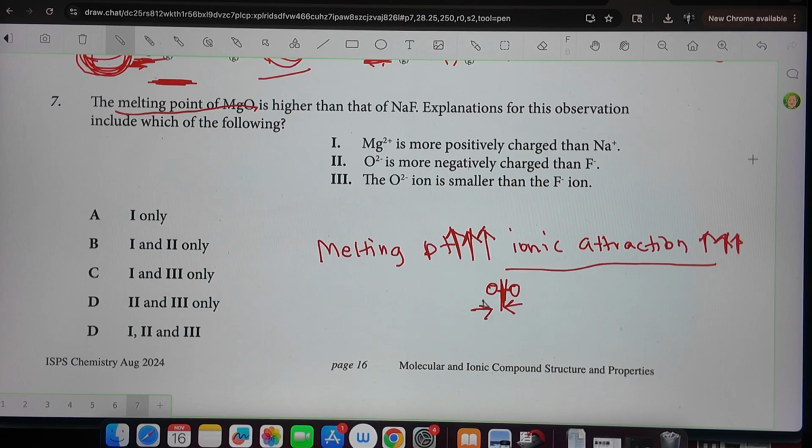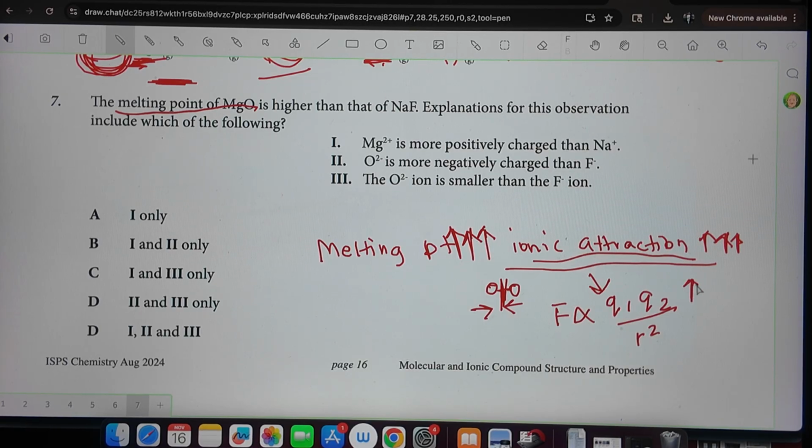This ionic attraction comes from our good old Coulomb's law, which at this point should have been drilled into your head. F is proportional to the product of Q1 and Q2 divided by r squared. Say it with me, right? So the larger the charges of the two, and the lower the distance in between the two, the higher the attractive force.